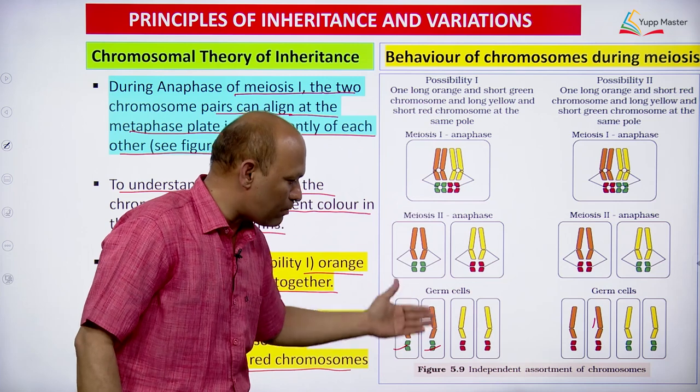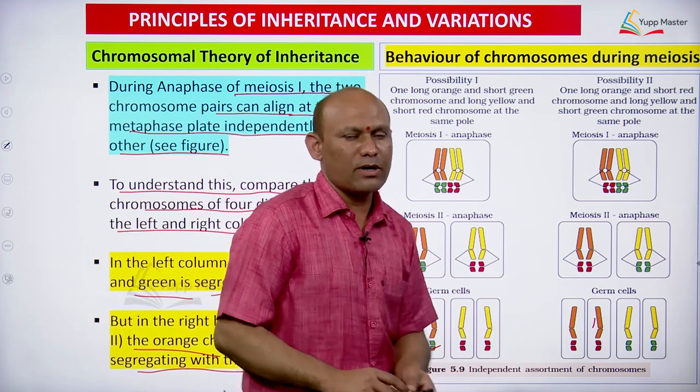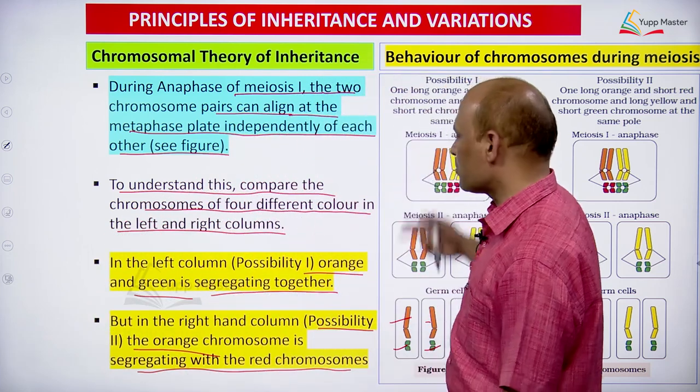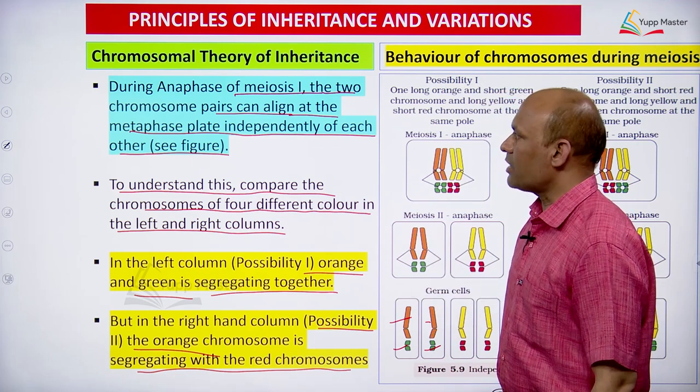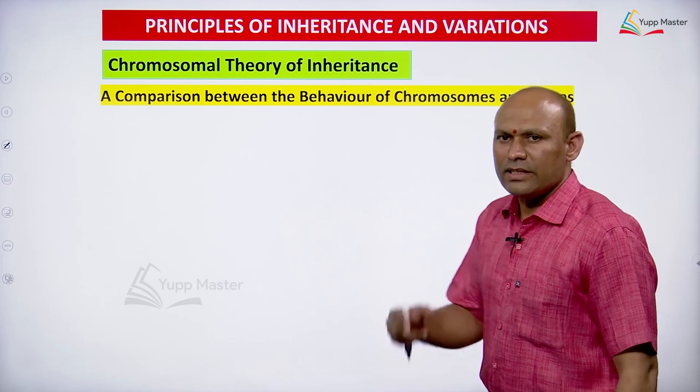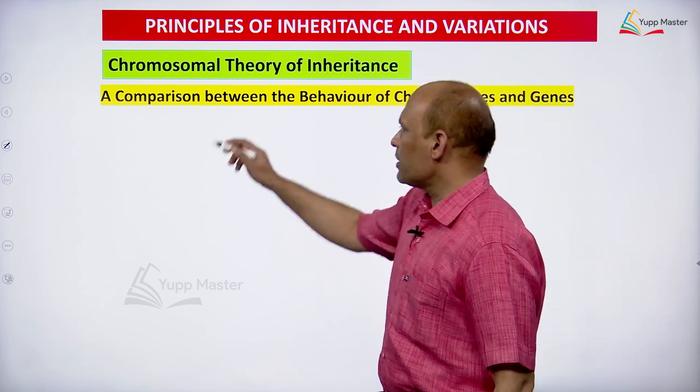So this exactly proves what? Independent assortment of chromosomes. Mendel's law of independent assortment is proved by this image. Again, this is a beautiful thing I would like to share with you, dear students.